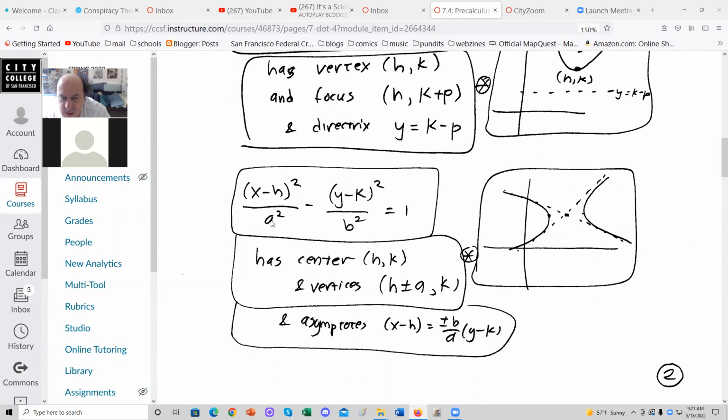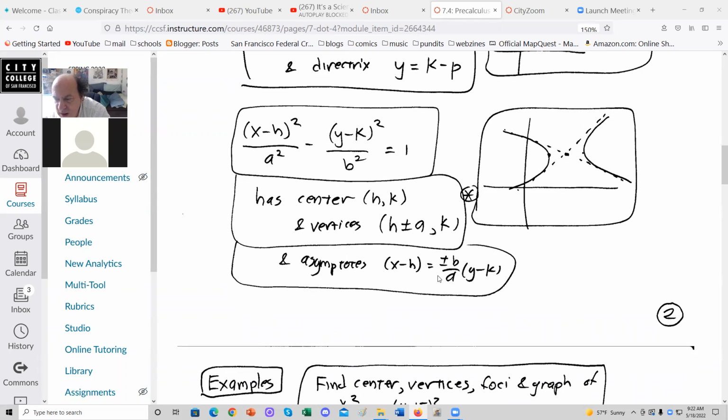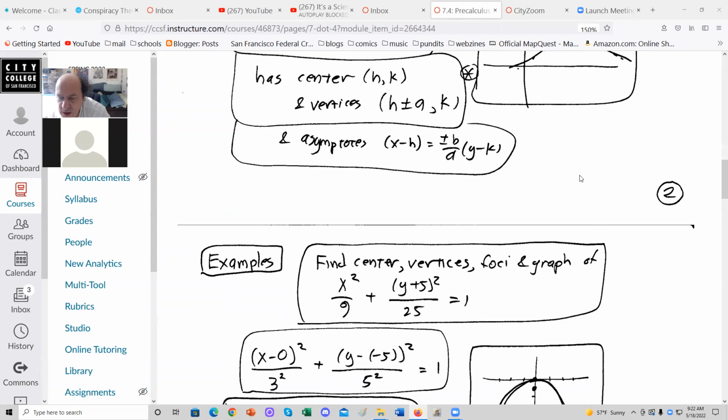You have x minus h squared over a squared minus y minus k squared over b squared equals 1. Okay, that has center h by k right here, and the vertices are at h plus or minus a by k, and the asymptotes are x minus h equals plus or minus b over a times y minus k. Same as the previous thing, the hyperbola, only again you replace x by x minus h and y by y minus k, just to shift the graph.